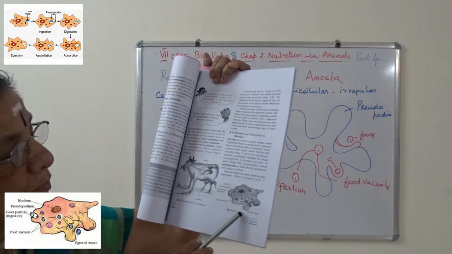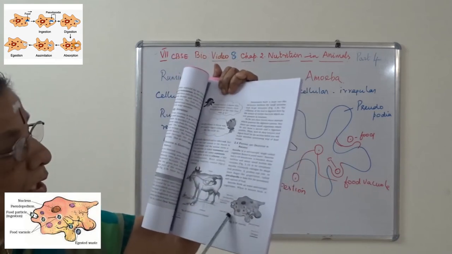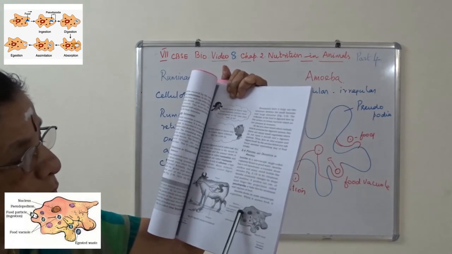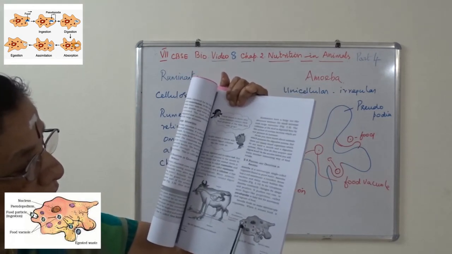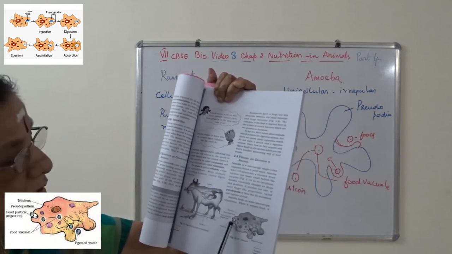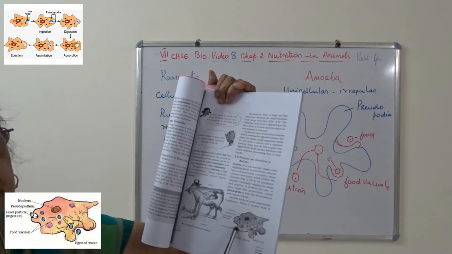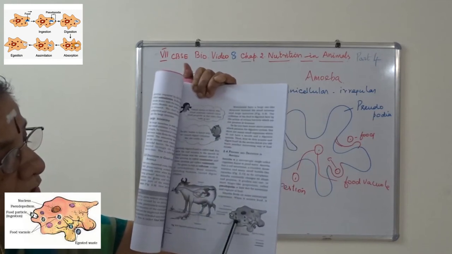So first, the structure of amoeba. Now first, this is pseudopodia. So when the food is entering in, the pseudopodia is forming a cup-shaped structure, taking the food in. And then it is forming the food vacuole.